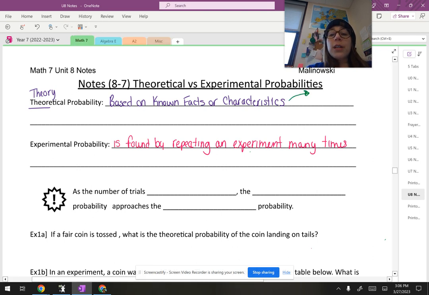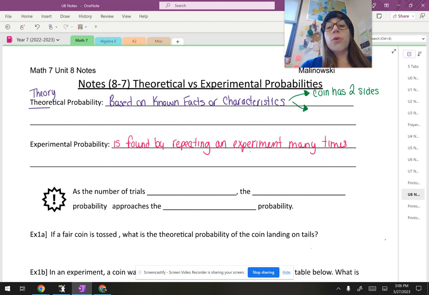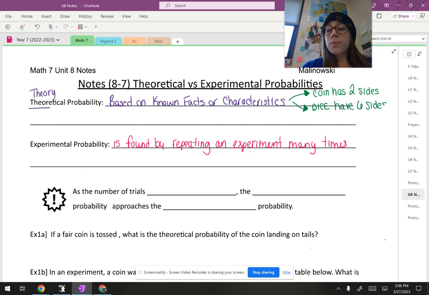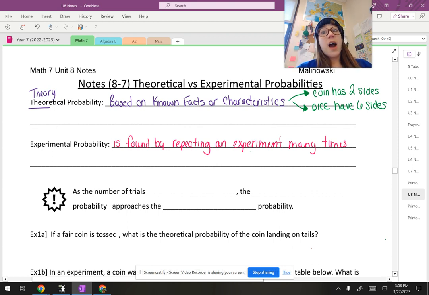When you're figuring out the probability of flipping a coin and getting heads or tails, you're using the known fact that a coin has two sides. You're also using the fact that we assume all seventh graders know that a coin has two sides and that dice or number cubes have six sides. We're not playing the what-if game. It's not, well, what if it's an unfair coin with heads on both sides? They would tell you if it was. What if it's not a six-sided die? They would tell you if it was.